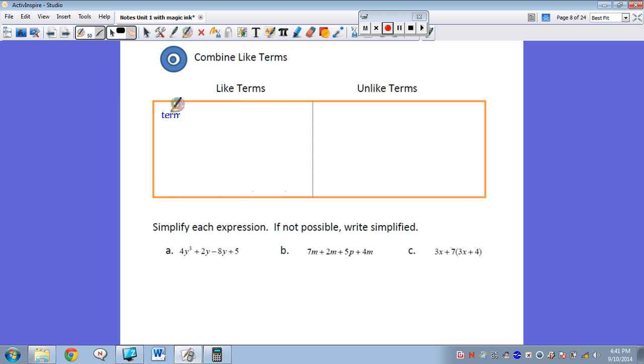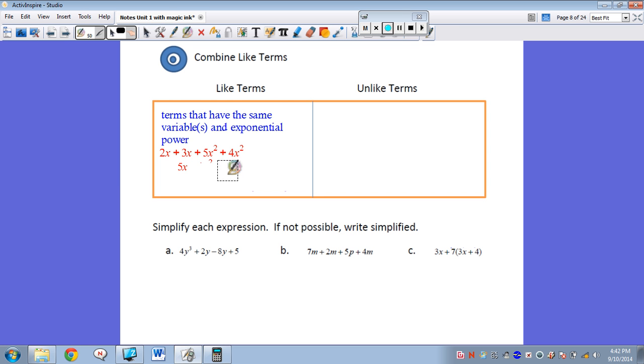Combining like terms. Okay, so like terms are terms that have the same variables and exponential power. Okay, so what does that mean? Let's say I have 2x plus 3x plus 5x squared plus 4x squared. So like terms have the same variable and the same exponent. So if you look at 2x, okay, that's just a variable of x. And then if you look at 3x, that's just a variable of x. So 3x and 2x you can combine to make 5x.